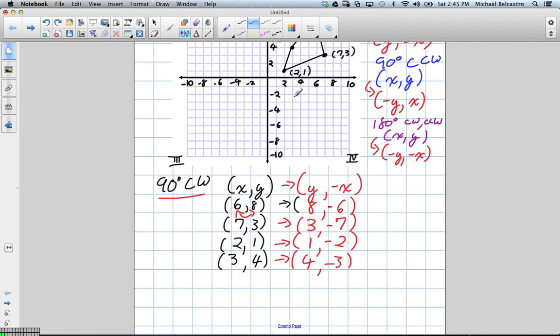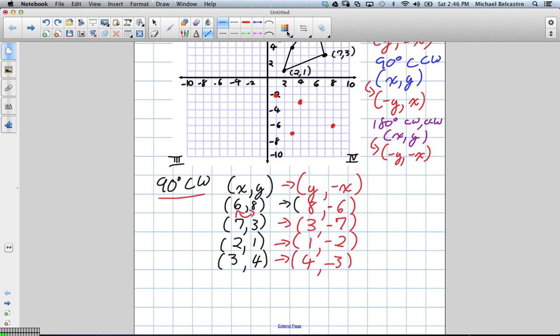So let's actually plot those points. Well, 8 and negative 6 is here, okay? 3 and negative 7 is there. 1 and negative 2 is here. And 4 and negative 3 is there, right?